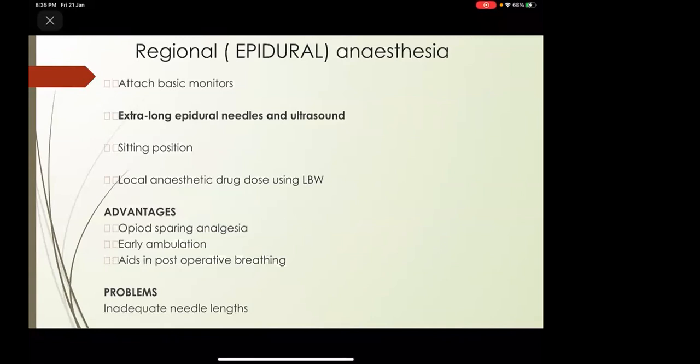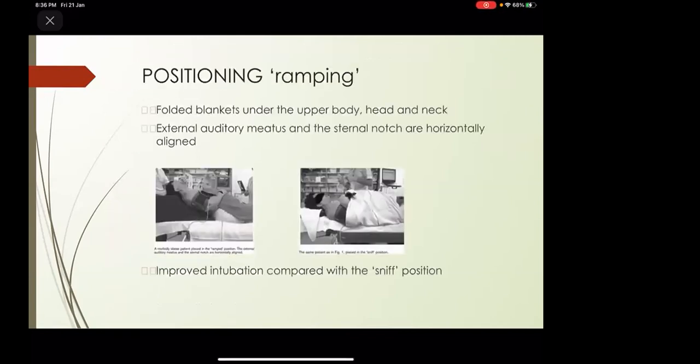The problems are, of course, there may be failure in technique because of inadequate needle lengths, but long needles are available, and as we all have discussed, even 8 centimeter needles can be used. Now the position I'll do is ramping. We all know that in obese patients, ramping position is better than the sniffing position, as you can see in the first picture. So the external auditory meatus should come at the level of the sternal notch.